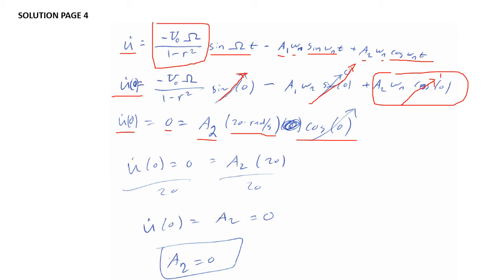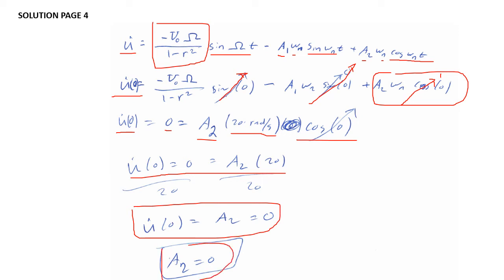We can plug in there, so our u dot of 0, our initial condition of 0, is equal to A2 times 20. Divide both sides by 20, and we end up with the relationship that A2 is equal to 0 when we solve for A2.